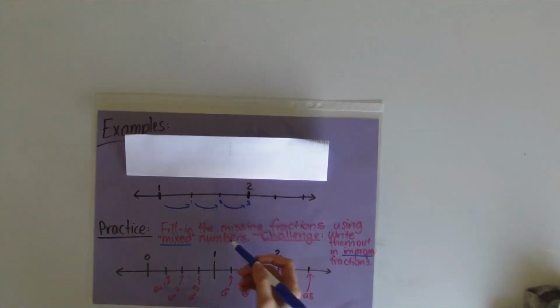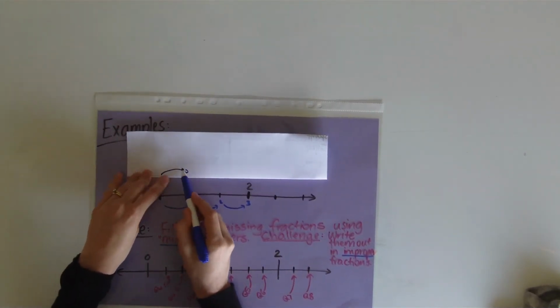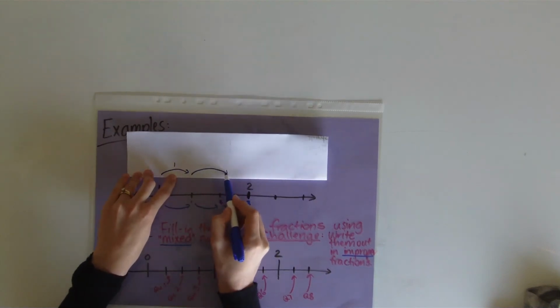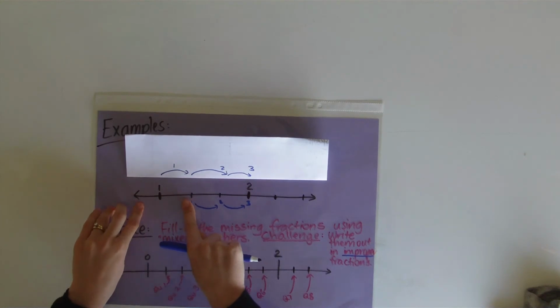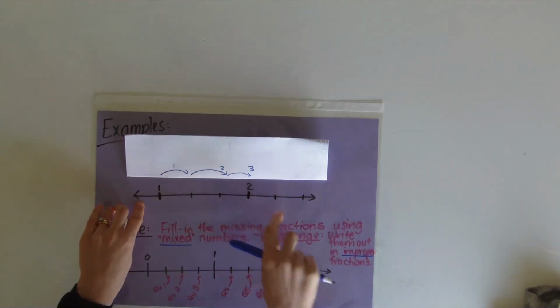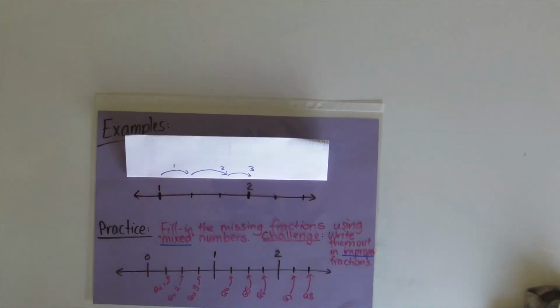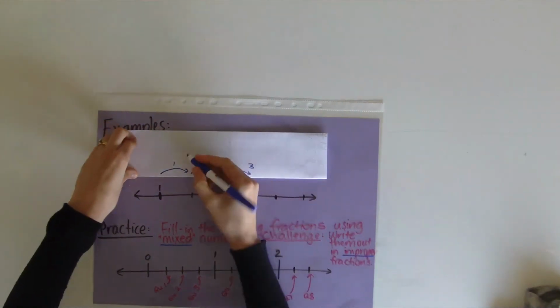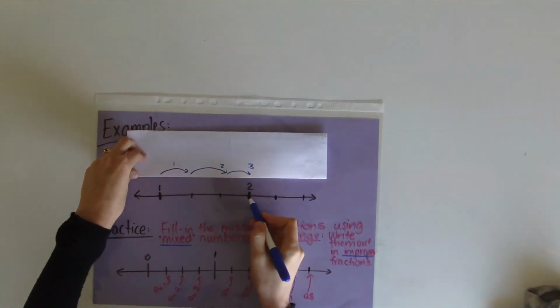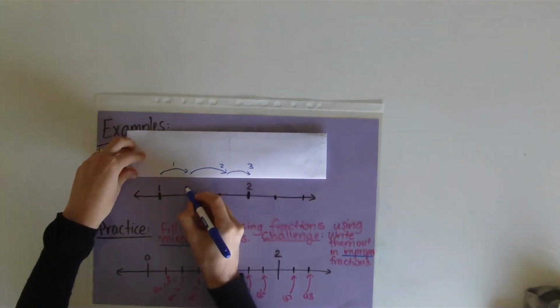Now, I'll actually draw these arrows over here. 1, 2, 3, just so it's not confusing and you don't think the numbers are at the bottom there. We want to make sure it's nice and clear. So we've got the 1, the 2 and the 3. So there are 3 parts. So then I know it's going up in thirds.